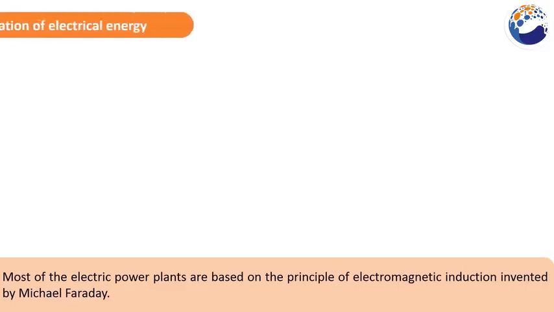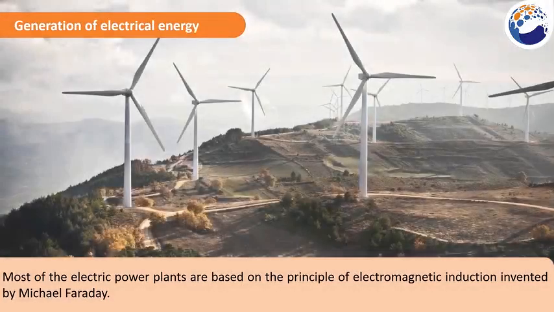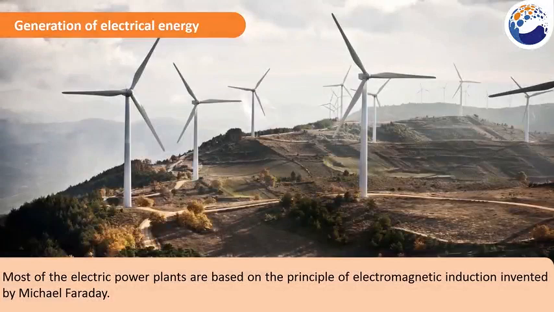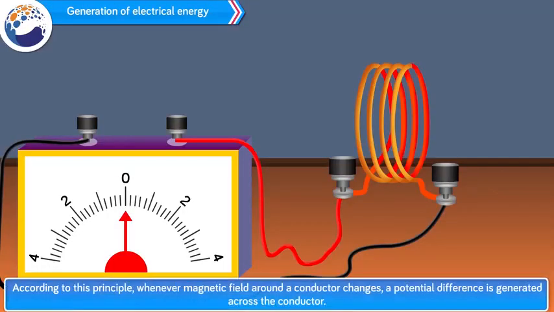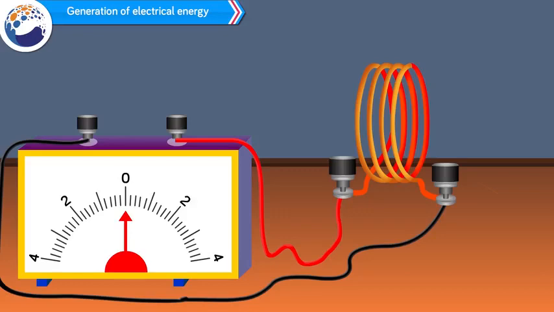Generation of electrical energy. Most of the electrical power plants are based on the principle of electromagnetic induction invented by Michael Faraday. According to this principle, whenever magnetic field around a conductor changes, a potential difference is generated across the conductor. Let us understand this.